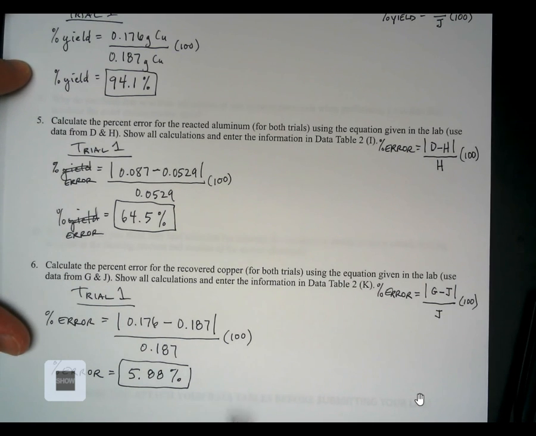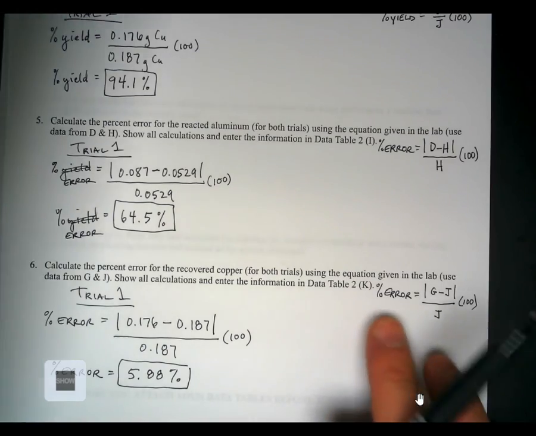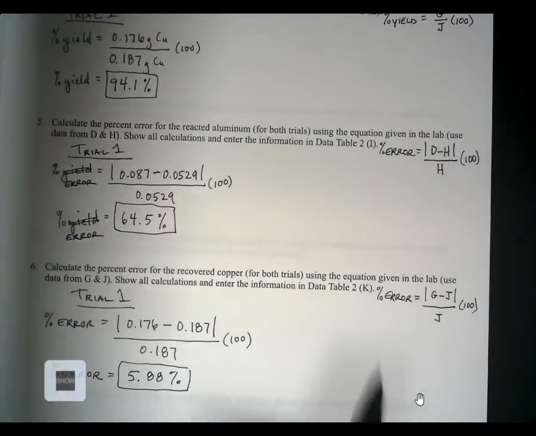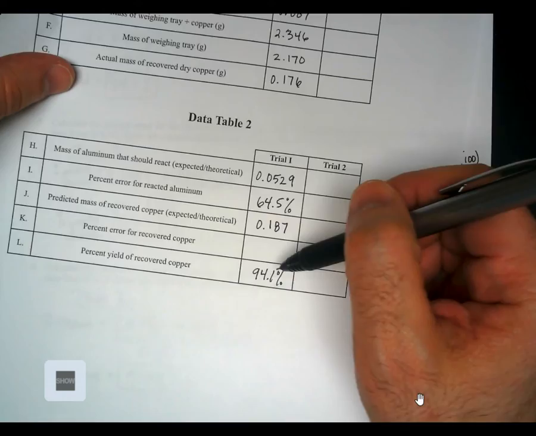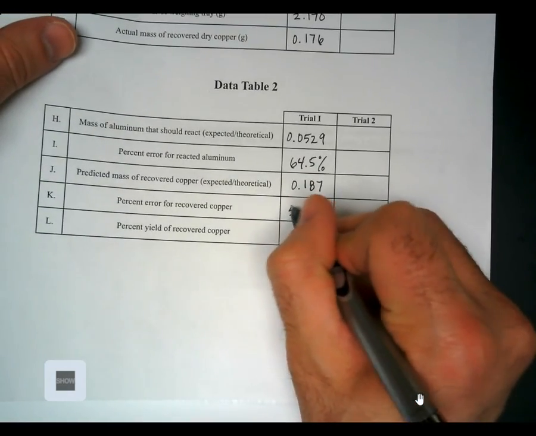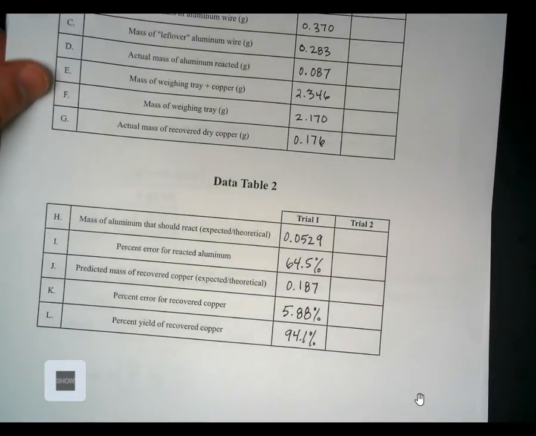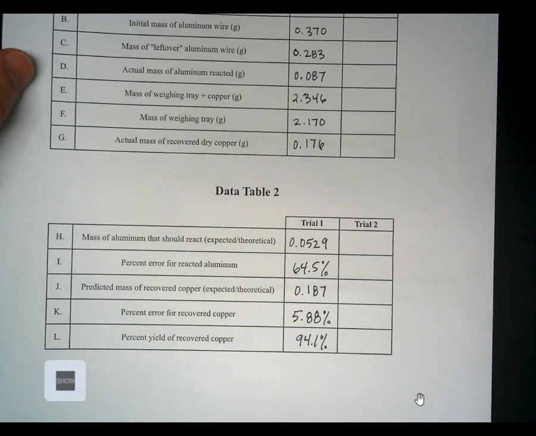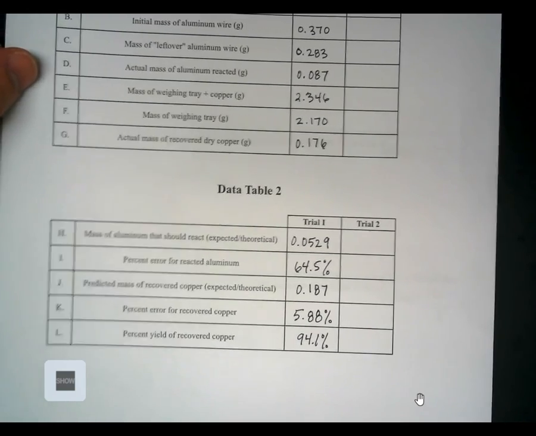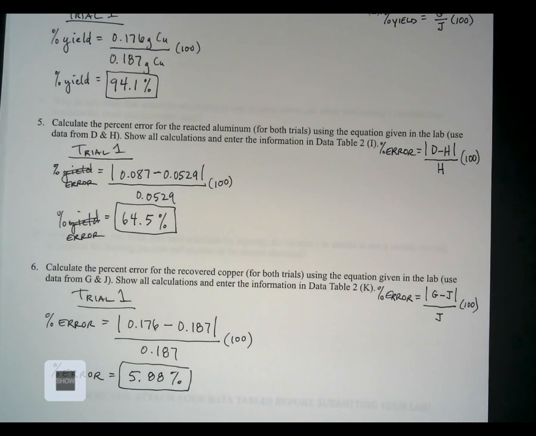Okay. And then we're going to put this number in the last spot in our trial on data table 2, in spot K. So that's going to go in trial 1 in spot K, which should be the last open spot you have in trial 1, 5.88%. Okay. All right. So I'm going to stop this.